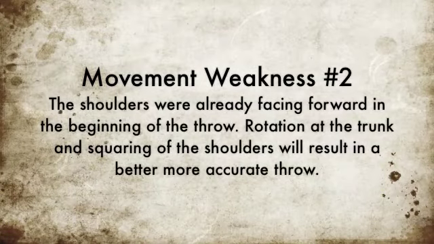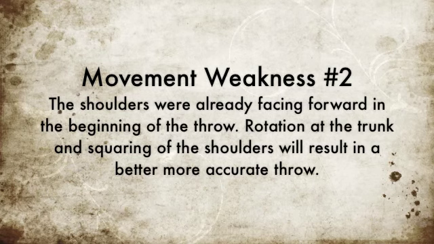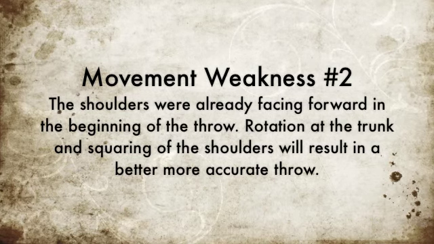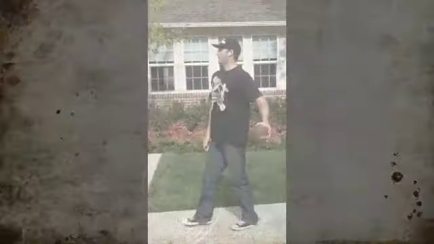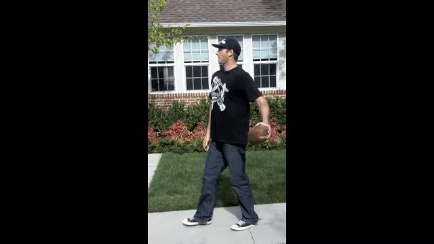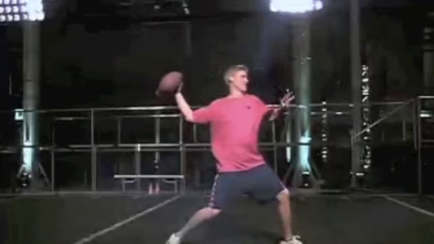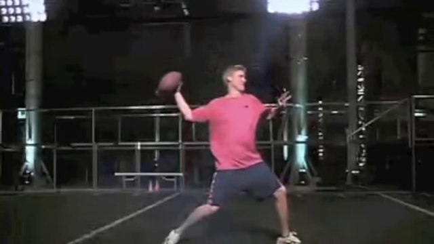For movement weakness number 2, the shoulders were already facing forward in the beginning of the throw. Rotation of the trunk and squaring of the shoulders will result in a better and more accurate throw. Compared to the beginner, the expert has a greater rotation of the torso and the shoulders are squared to the target, which will increase the accuracy of the throw.